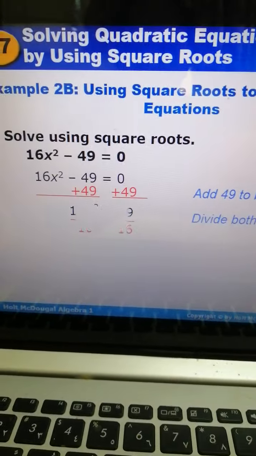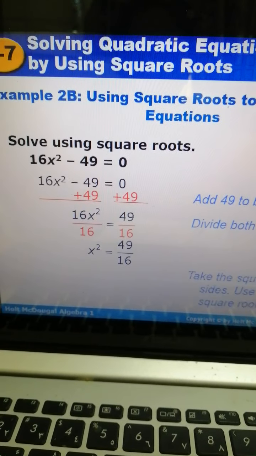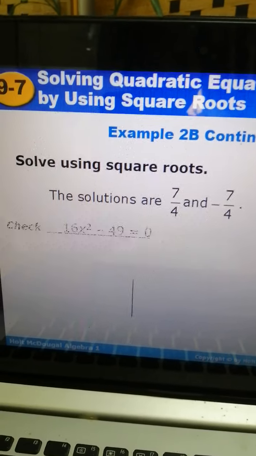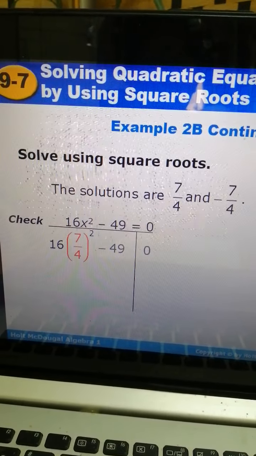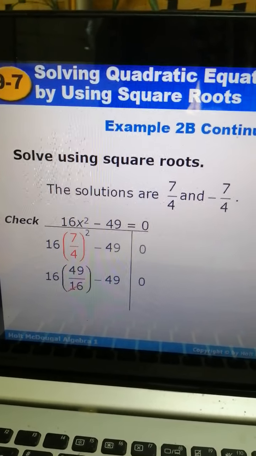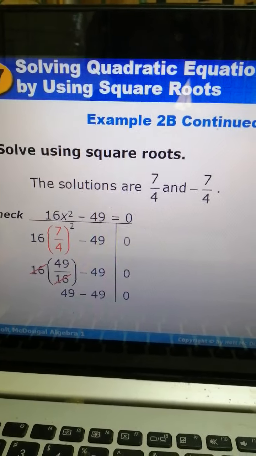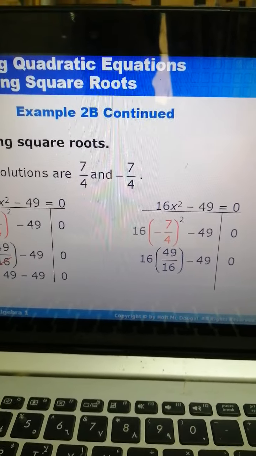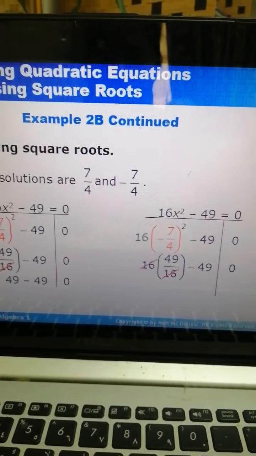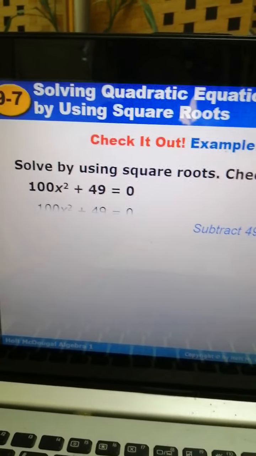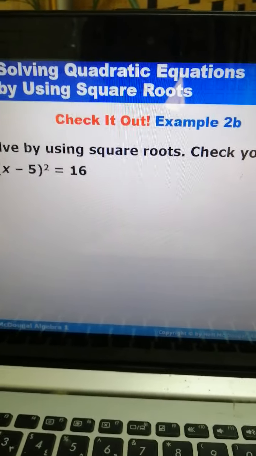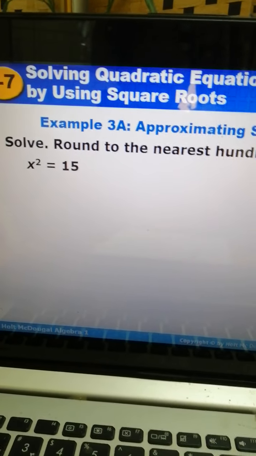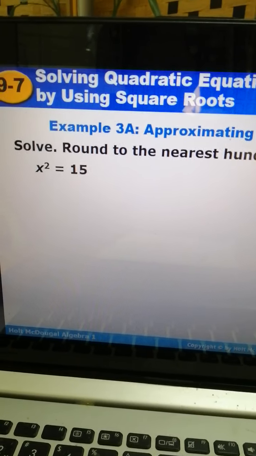Okay, so let's see from here. You have the PowerPoint there. So we got the same answer. Okay, so if you want to check, just substitute into the original. It will be equal to 0, so your solutions are correct, both the positive 7 over 4 and the negative 7 over 4. Okay, that's example 2. So just review and practice those questions in your PowerPoint and in your book. Okay, let's go to example 3.